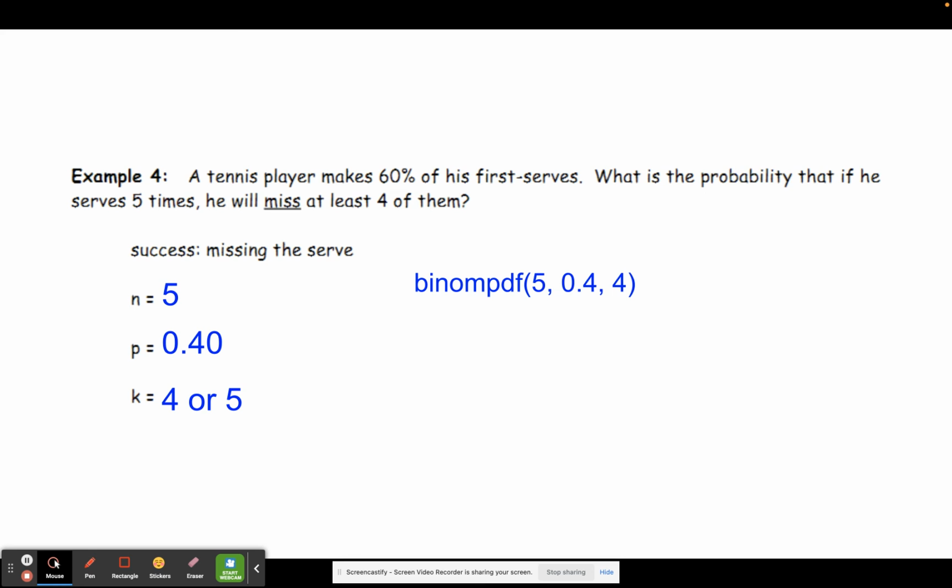So again, we do 2 separate calculations and we add them. So this calculation would be the probability that he misses 4 of the serves. That's 0.0768. The probability that he misses 5 of the serves, that would be 0.0102. And since we're combining with "or," we would add those two together for a grand total of 0.087.